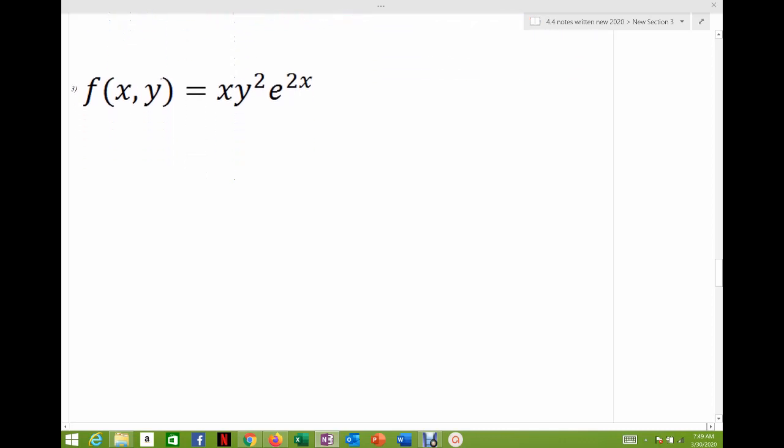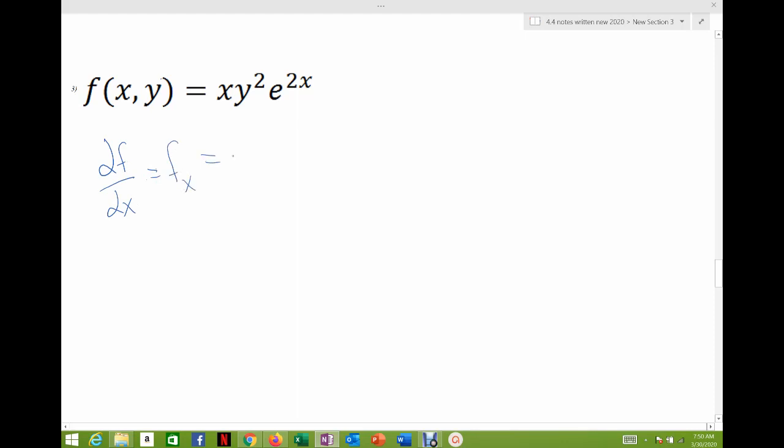Alright, so the first function we're going to look at today is f of x y, where I've got x times y squared times e to the 2x. I'm going to find the first order derivative with respect to x. So again, remember what that means. I'm going to find the change in my function with respect to x.